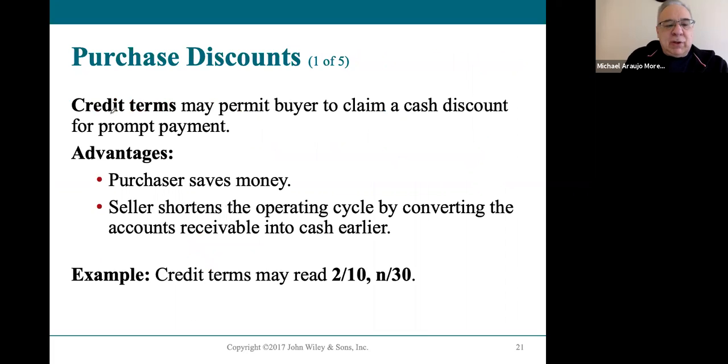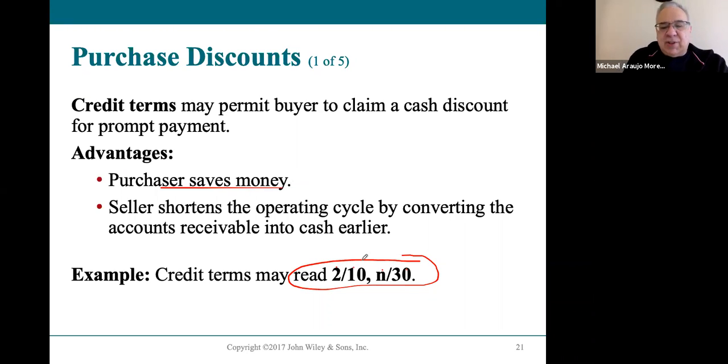So remember, there's credit terms that we talked about here. And so we have 2/10 net 30 as credit terms. Those are pretty typical. Again, 2% discount if you pay within 10 days. If not, the whole thing is due in 30 days. Well, this is great because if I can get a 2% discount, that means my inventory costs less. I'm going to save money.